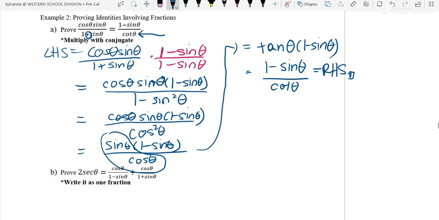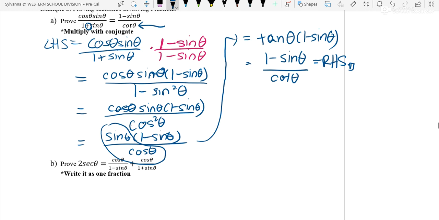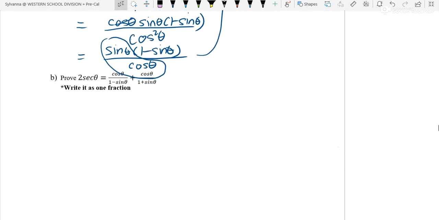Now it's a little bit more complex. There's several steps that we had to do. But whenever you see an identity that you have to prove that's a fraction like that, you probably multiply it by a conjugate and it'll eventually give you the solution. Take a look at the next one.